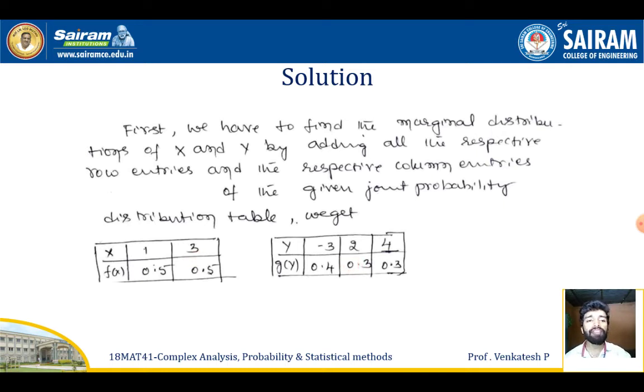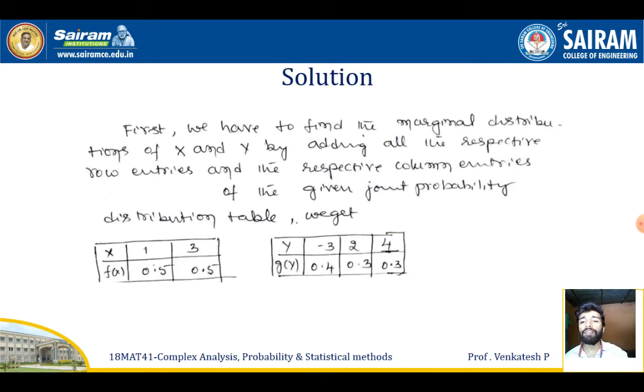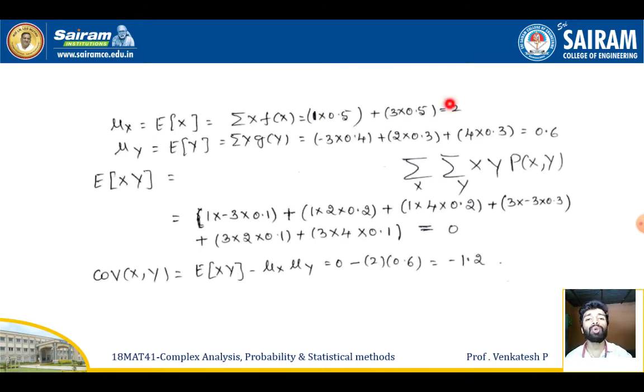Now from this we can easily estimate the values of expectation of x, expectation of y and expectation of xy. So mu x is equal to expectation of x. The formula is summation x into f of x. Multiply each x value with its f of x value: 1 into 0.5 plus 3 into 0.5 gives the expectation of x, which is 2. Similarly, E of y is given by multiplying each y value with its g of y value and adding: -3 into 0.4 plus 2 into 0.3 plus 4 into 0.3 is equal to 0.6.